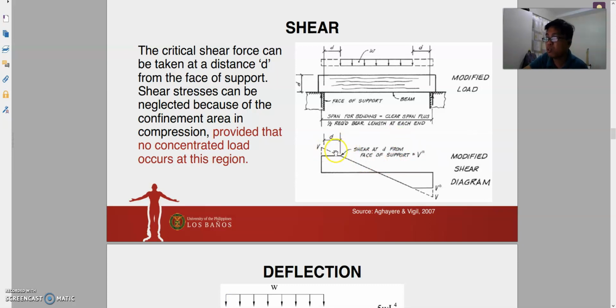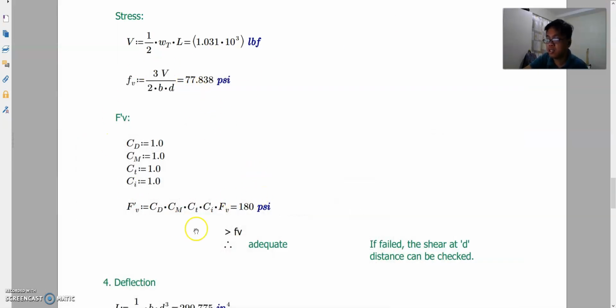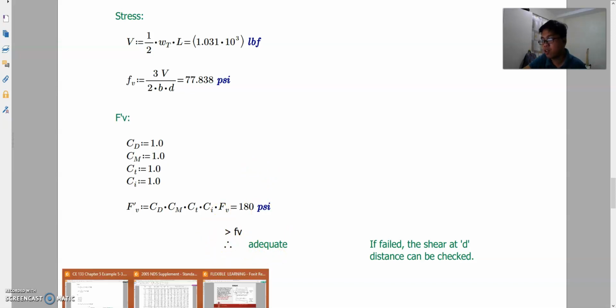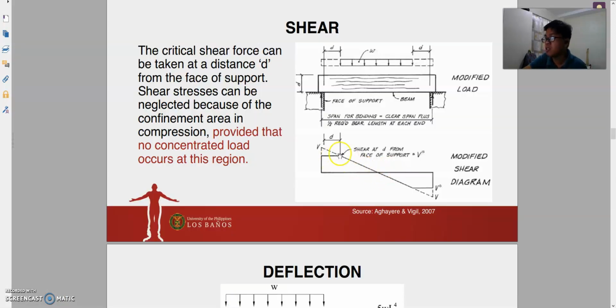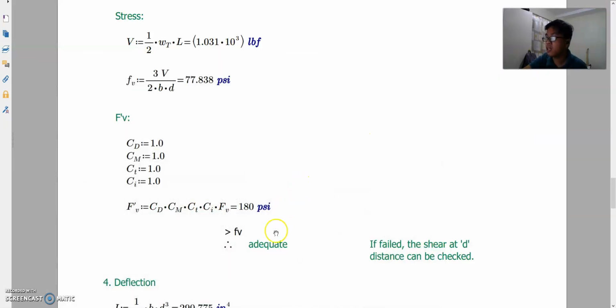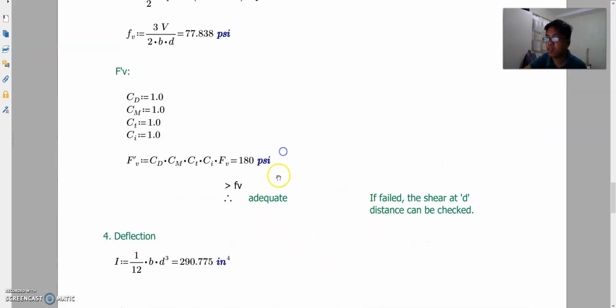So it is easier to compute the shear stress at the support. If you want, you can check that first, as in this case, and if it is adequate, then you can proceed with the next limit state. However, if it is inadequate, then that's the time that you can still check the shear force at the distance. Well, you can also opt to directly check the shear at the distance. That's your choice. And still get the right conclusion that it is adequate.